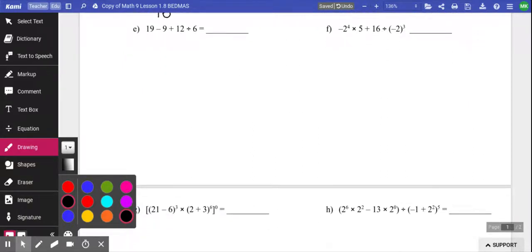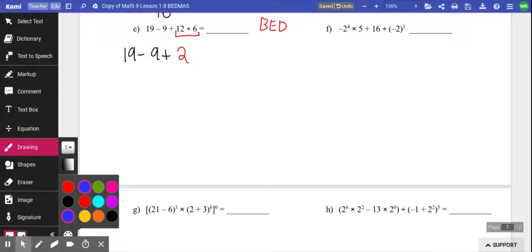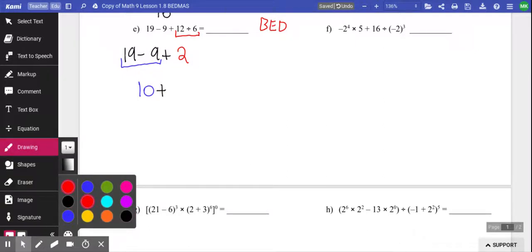Awesome. For E, if you guys did this one, BEDMAS, no brackets, no exponents. We do have division. So we have 12 divided by 6 is 2. Everything else stays the same. Then you can do addition, subtraction, whatever order you want. I would do 19 minus 9 equals 10. Then I would leave my plus 2. And 10 plus 2 is 12.